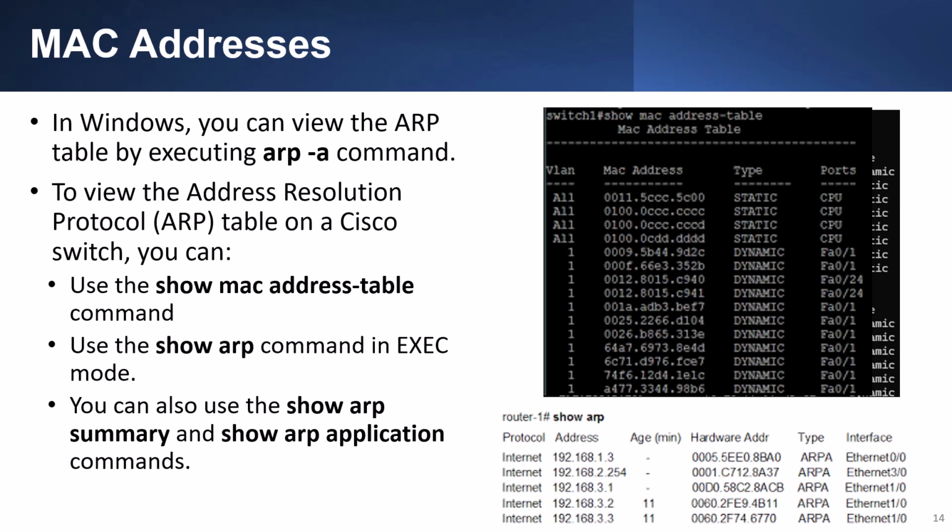To view the Address Resolution Protocol table on a Cisco switch, you can use the show mac address-table command or use the show arp command in exec mode. You can also use the show arp summary and show arp application commands.